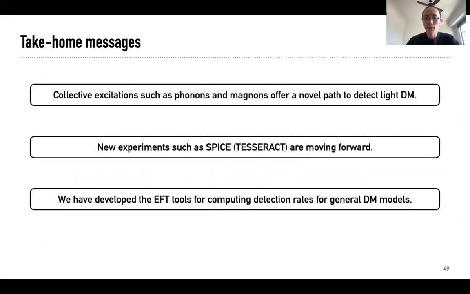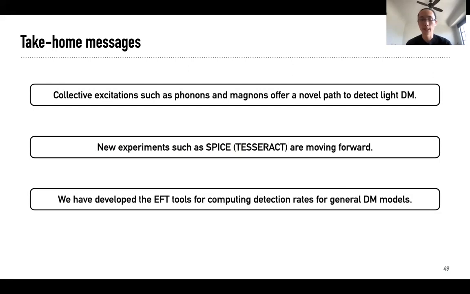So I guess I'm running out of time, so let me conclude. The take-home messages are: first, collective excitations such as phonons and magnons offer a novel path to detect light dark matter. On the experiment side, there are new experiments such as SPICE, which is part of Tesseract, that are moving forward. And we're really hoping to hear more from them in the next few years.